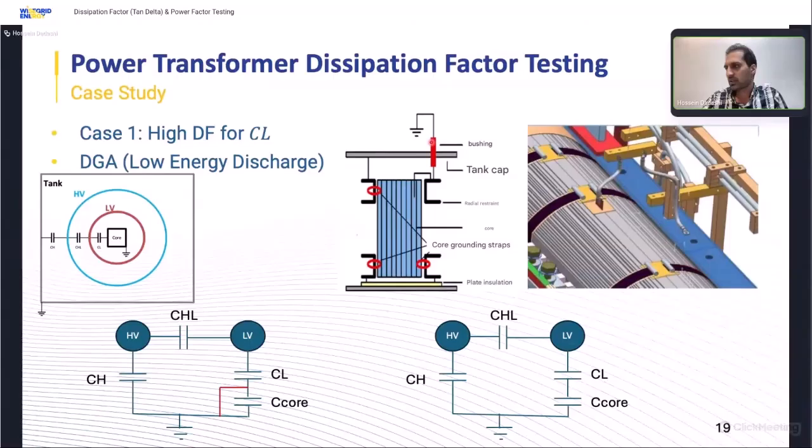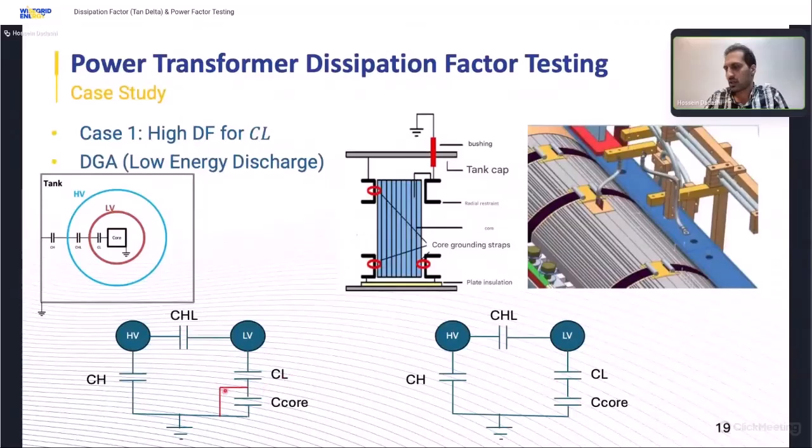But sometimes the ground connection point gets a problem. For example, in this case, we had low energy discharge with DGA, and finally we decided to measure capacitance and dissipation factor. As you can see here, for a normal transformer, we have three capacitances: HV winding to the grounded tank, capacitance between HV and LV winding, and finally LV winding to the magnetic core of the transformer, which should be grounded. So we call it CL.